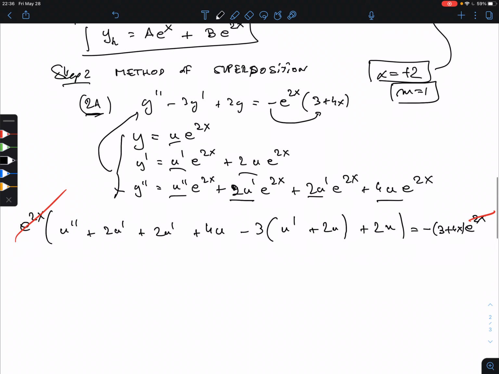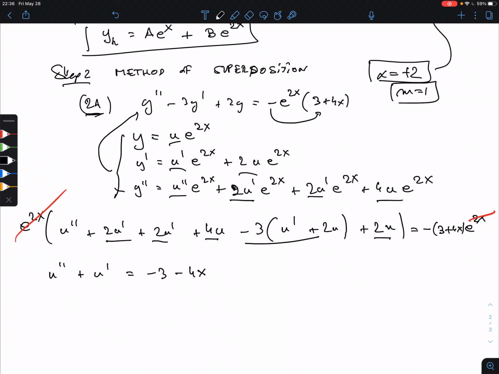So what do we get? We get u double prime plus (2 times 2, which is 4, minus 3) so plus u prime, right? And then you have 4 minus 6 plus 2. That cancels. So u prime is minus (3 plus 4x). Let me expand the negative sign here. Minus 3 minus 4x.